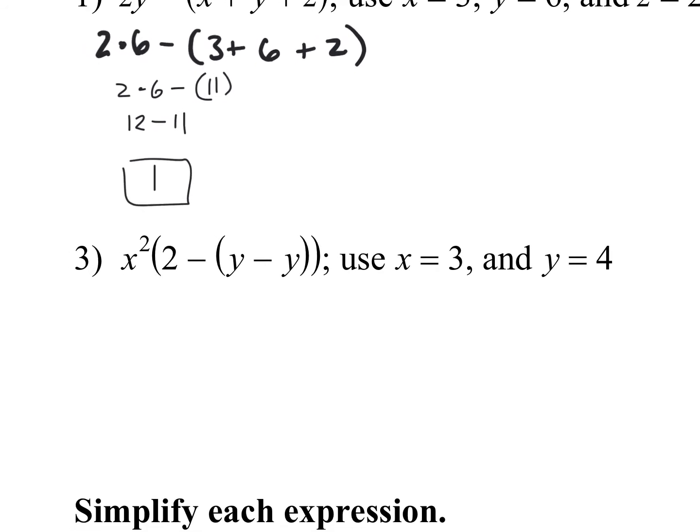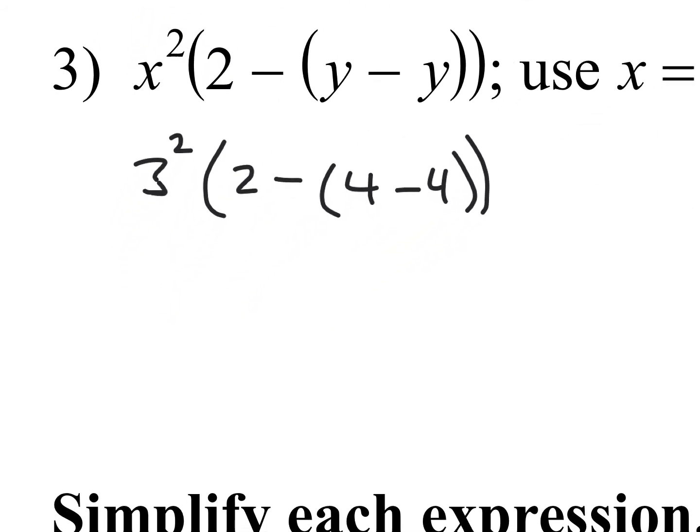So we have in the next one, number 3. X squared, so that would be 3 to the second power, times 2 minus 4 minus 4. What should I do first here? Parentheses. I have parentheses inside my parentheses though, so what should I do first? The ones inside the parentheses. The ones inside. So what's 4 minus 4? 0. So I have 2 minus 0. 3 squared times 2 minus 0.